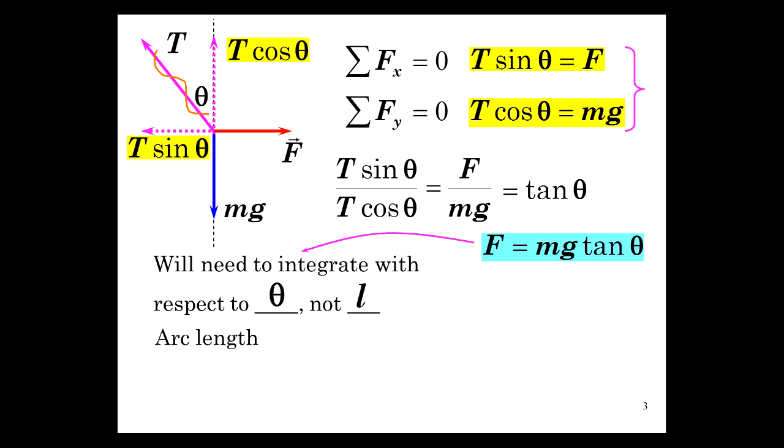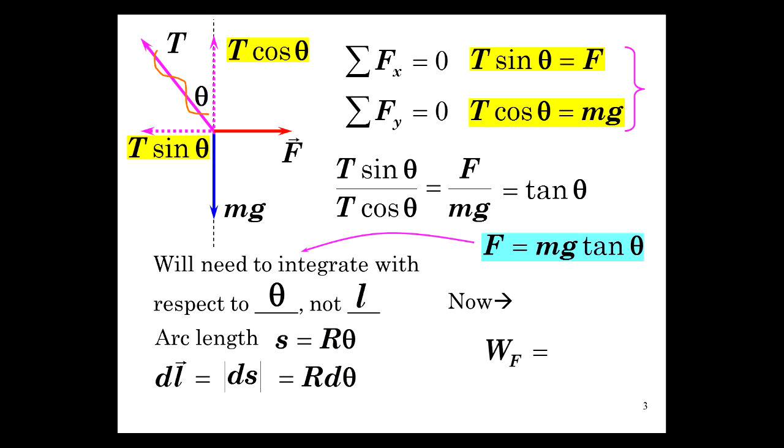But we can transpose. We can convert the dl into d theta as follows. We know arc length, S, is equal to r theta. And dl, the differential length, is really the magnitude of ds, so the little arc length. Same thing at the differential level, right? And the magnitude of ds is r d theta. So we've just made the transition from dl to d theta by multiplying by r. So work done by the force is equal to the integral of F dot dl. And let's carry this out.